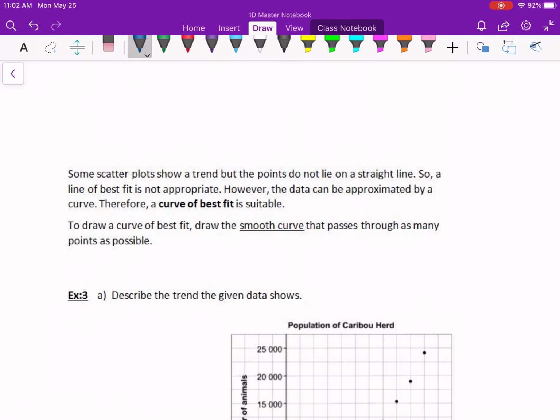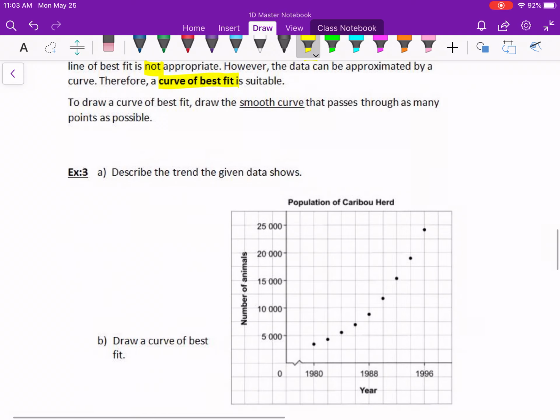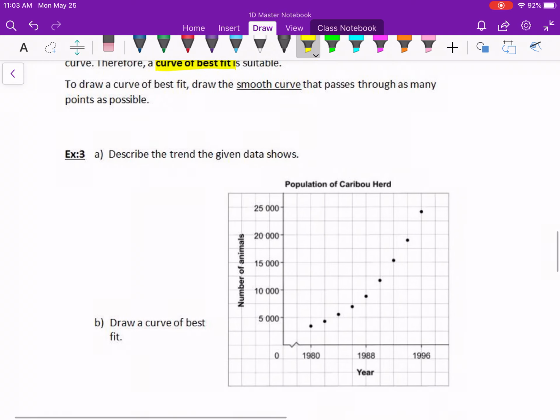Some scatter plots show a trend, but the points do not lie in a straight line. So a line of best fit is not appropriate. However, the data can be approximated by a curve. Therefore, a curve of best fit is appropriate or suitable. To draw a curve of best fit, you still want to draw a smooth curve that passes through as many points as possible. So it should be pretty obvious that it's making a curve. When I look at this population of caribou graph, it's a pretty obvious curve that I could draw through it.